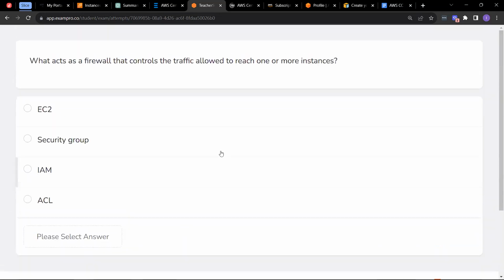Let's finish. What acts as a firewall that controls the traffic allowed to reach one or more instances? Well, that's security group. So let us note this: security groups act at the instance level. That is just one thing that you should put in your head. A security group is a firewall that acts at the instance level.